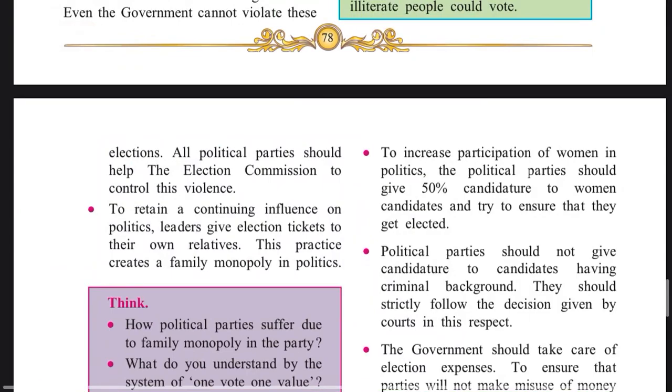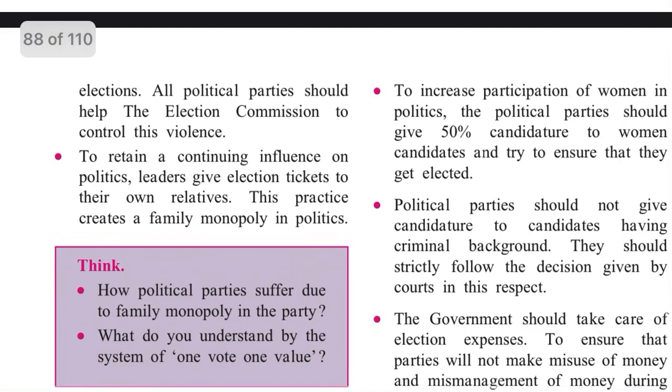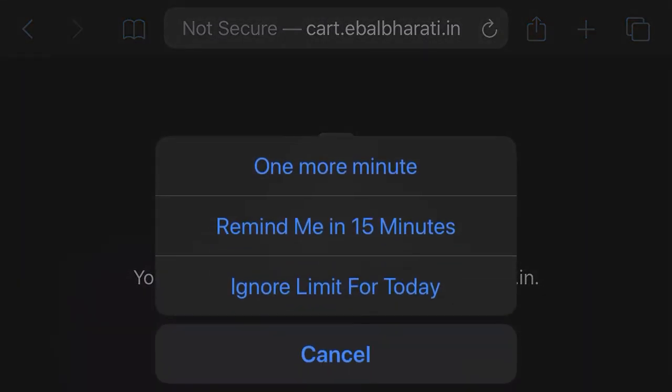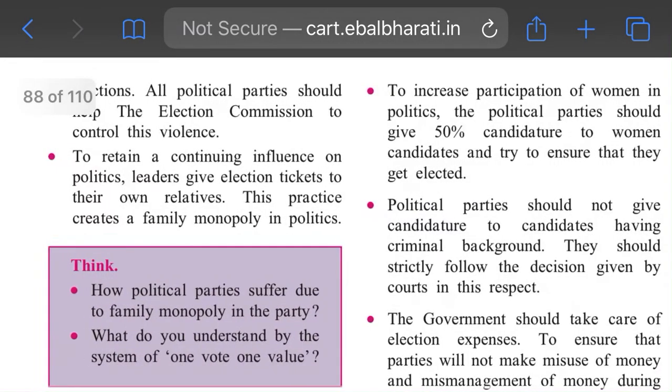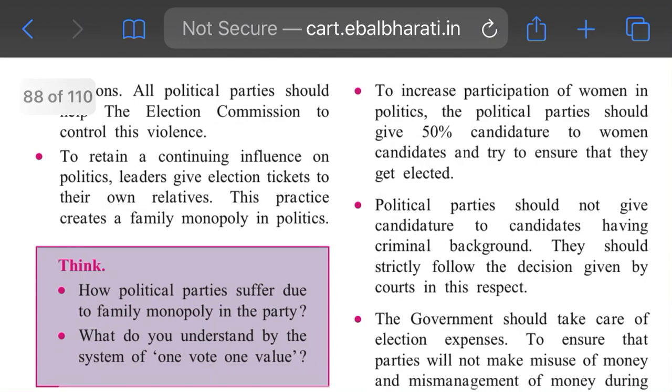To retain a continuing influence on politics, leaders give election tickets to their own relatives. This practice creates a family monopoly, which means there is nepotism. Nepotism मतलब क्या? After father the son will become, after the son his son, his son. I say the same people keep on coming, and they are only participating. So election commission has to see that everyone gets a free and fair chance.